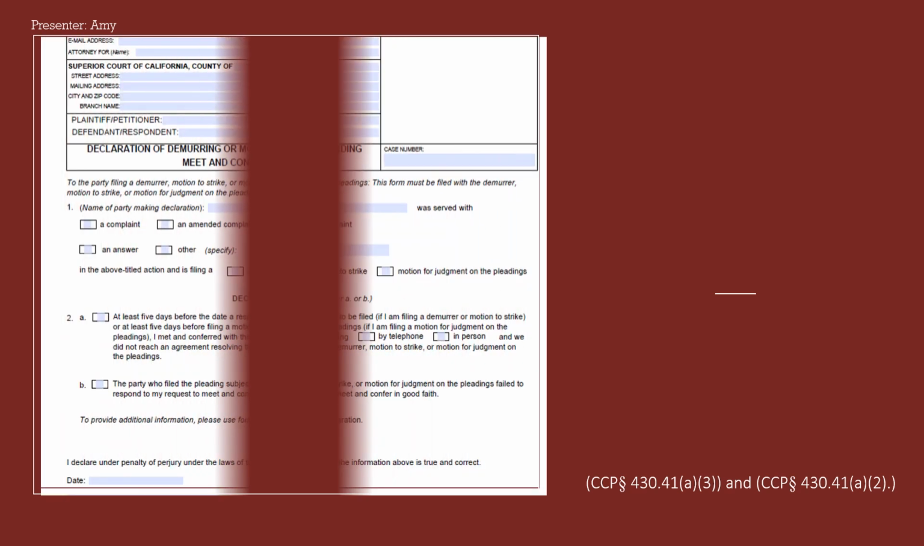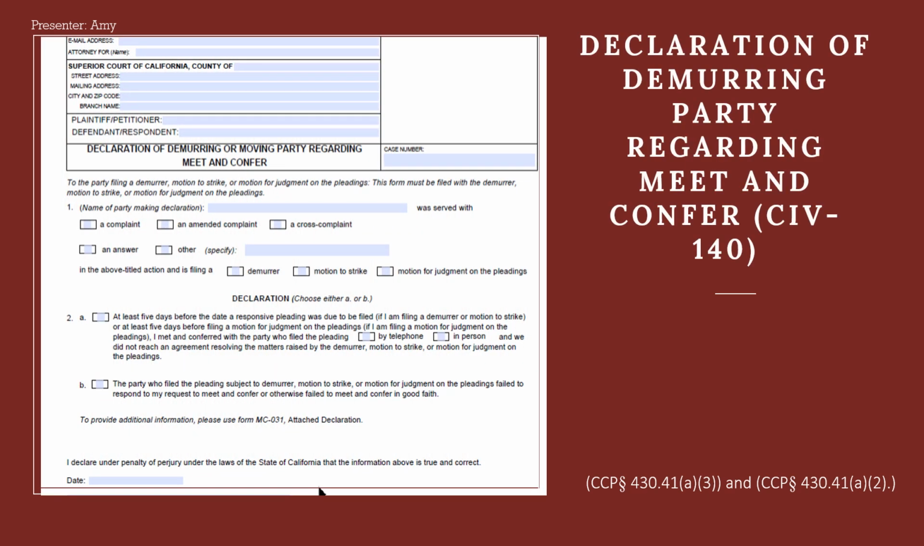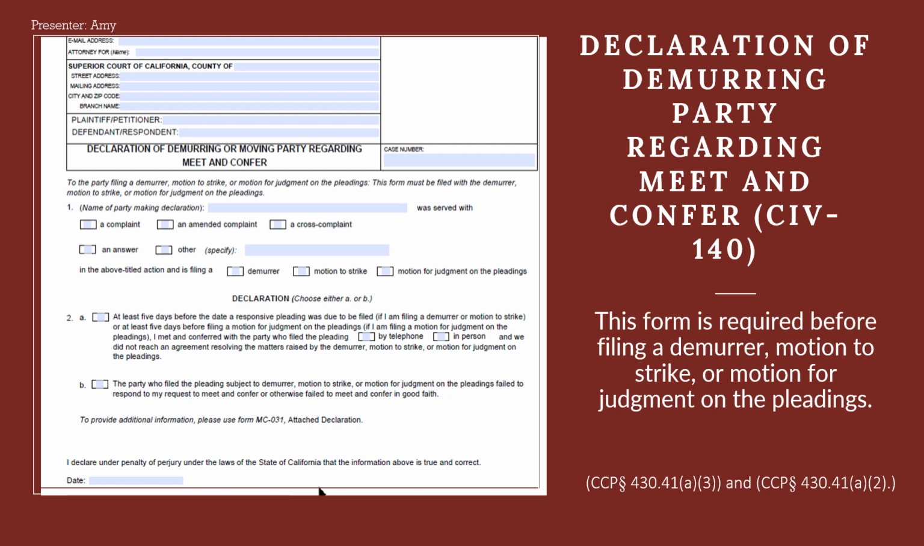The first form is CIV-140, the Declaration of Demurring Party regarding meet and confer. This form is required before filing a demurrer, motion to strike, or motion for judgment on the pleadings. As we have covered before, California Code of Civil Procedure Section 430.41, which went into effect January 1st, 2016, requires a defendant to meet and confer on the issues at least 5 days before the responsive pleading is due. In the bottom section of CIV-140, the demurring party must indicate under oath that either A, you met and conferred but could not reach an agreement, or B, the opposing party failed to meet and confer in good faith.